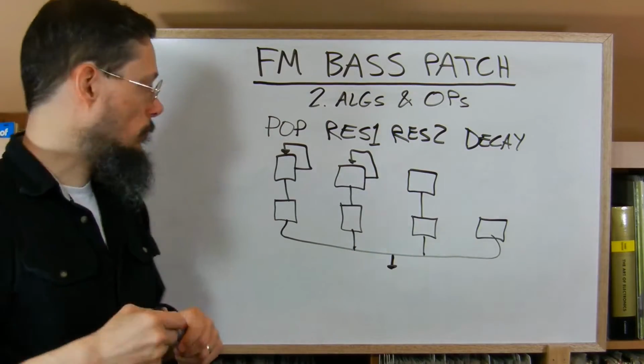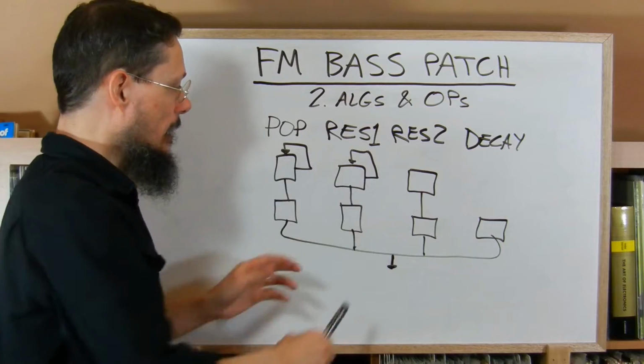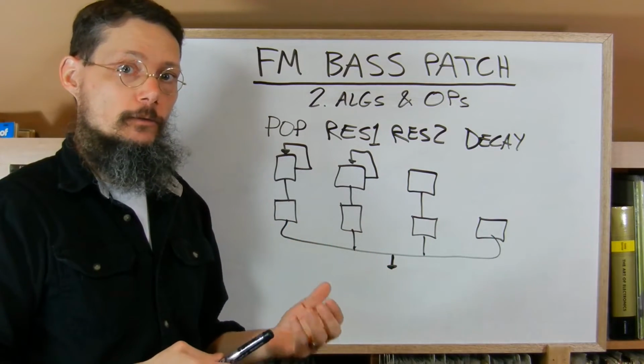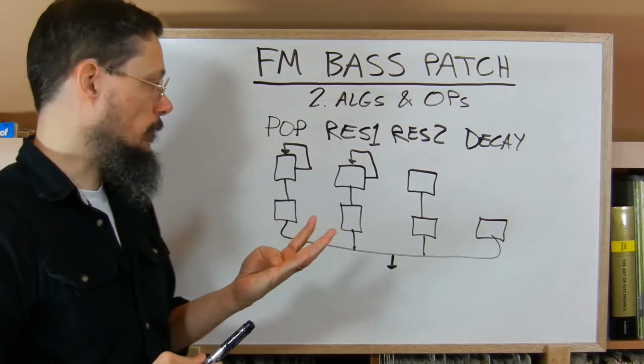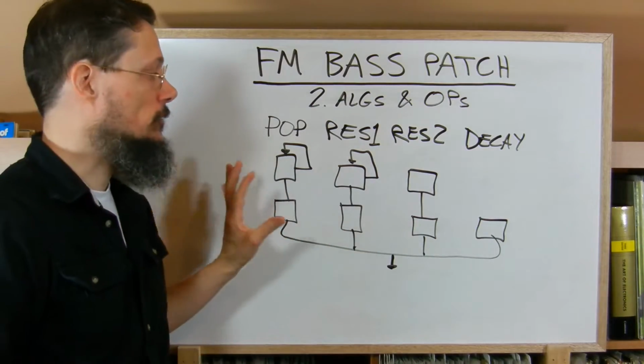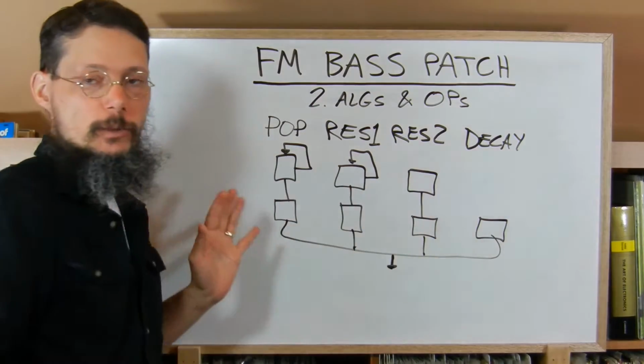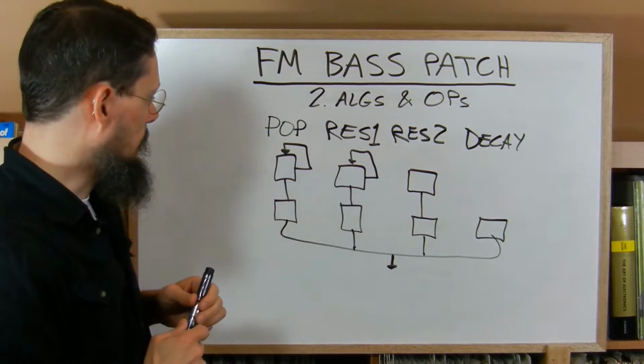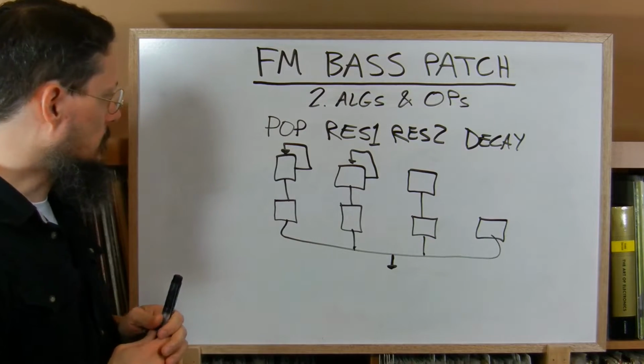Now there's a problem right away because here I have 7 operators, yet on the DX11 there are a maximum of 4 operators. Even on the DX7 there's only 6 operators, so this wouldn't even be possible on a DX7. So I'm immediately going to have to start chipping away to simplify things.